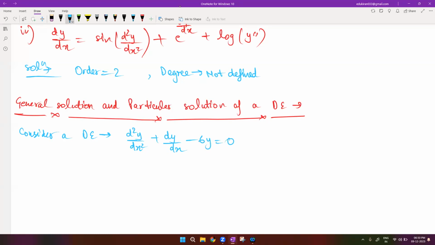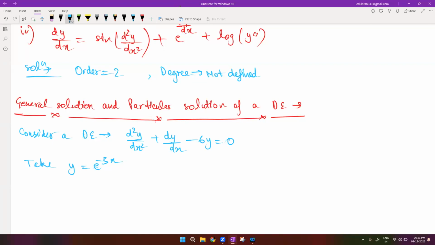Okay, so let's consider this a differential equation for now. I mean, this is a differential equation, right? Because this equation is involving derivatives as well as some functions of x and y. All of these kinds of equations are differential equations. And now take this function y is equal to e to the power minus 3x.